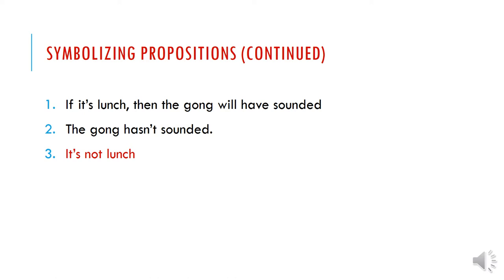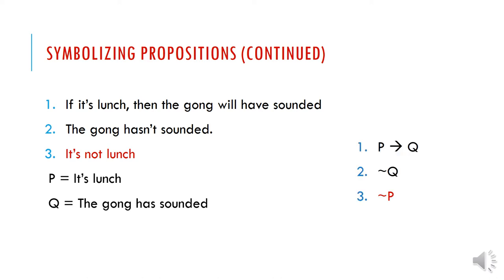So now that we've symbolized propositions, we can do the same for an entire argument. The argument here is if it's lunch, then the gong will have sounded. The gong hasn't sounded, therefore it's not lunch. Each one of these propositions, the two premises and the conclusion, will be symbolized using a set of letters and symbols to represent the simple propositions. Here we see that this argument has two simple propositions, it's lunch, and the gong has sounded. Notice how these two simple propositions are used throughout the entire argument. And then we combine these to create the symbolic standard form argument that looks like this.